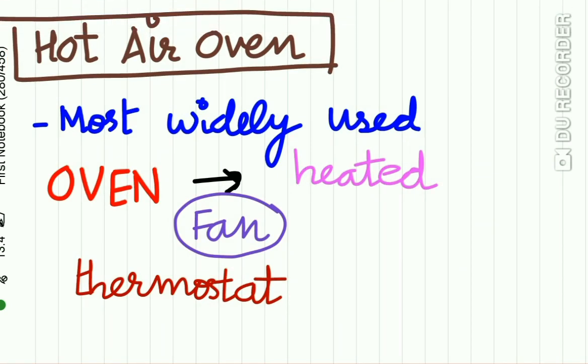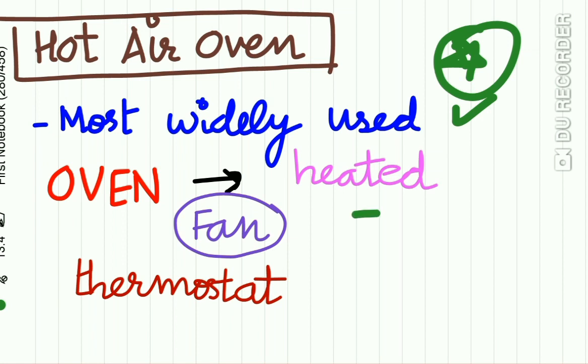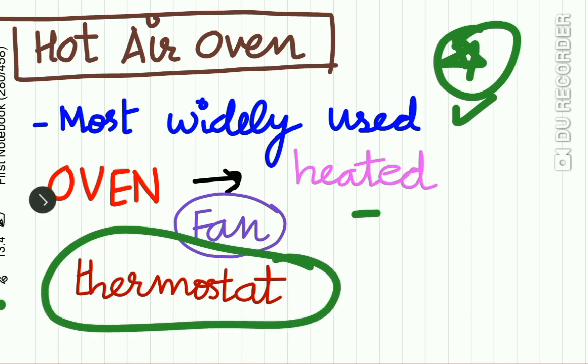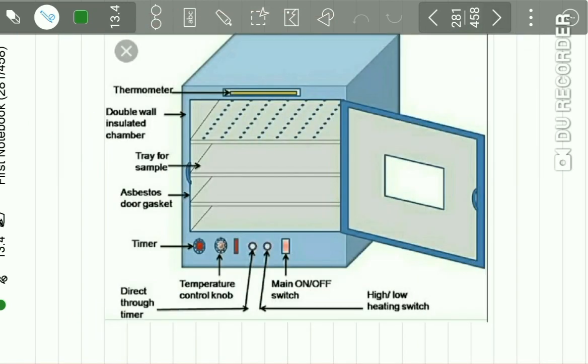Then comes the hot air oven, which is an important short answer question too. The hot air oven is the most widely used method for dry heat sterilization. The oven is electrically heated and is fitted with a fan to ensure adequate and even distribution of hot air in the chamber. It is also fitted with a thermostat that maintains the chamber air at a chosen temperature.